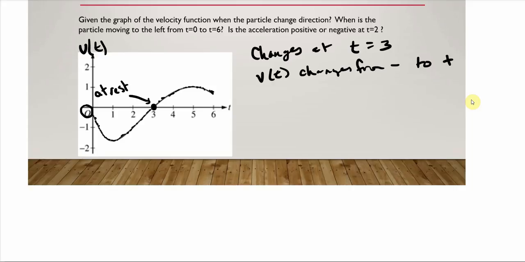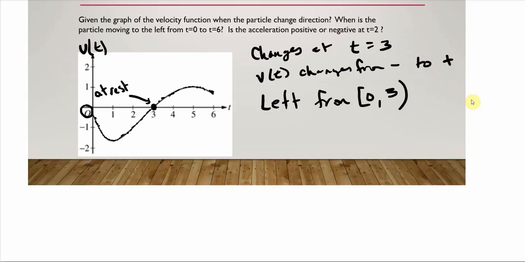Okay. Now, when is the particle moving to the left from 0 to 6? Well, it's moving left from 0. At 0 it's below, so I'm going to include it all the way to 3. Okay, so I'm not going to include the 3, because it's at rest at 3.